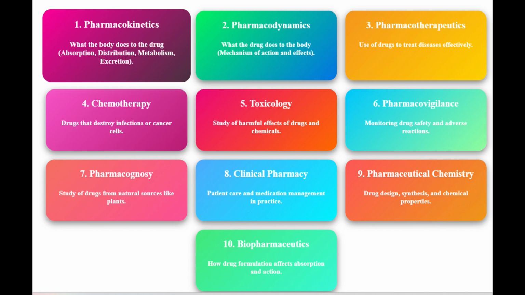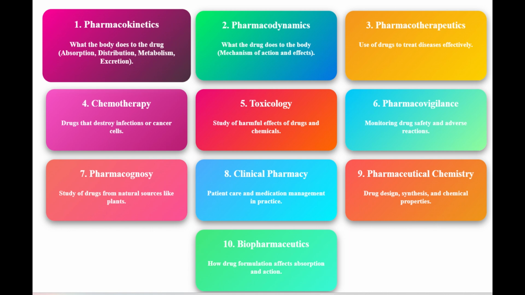The first one is Pharmacokinetics. This is what the body does to the drug when it is administered into the body, like how it is absorbed, how it is distributed, how it is metabolized, and how it is excreted. Coming to the next branch, that is Pharmacodynamics, it is nothing but, in simple words, what the drug does to the body, like mechanism of action and its effects.